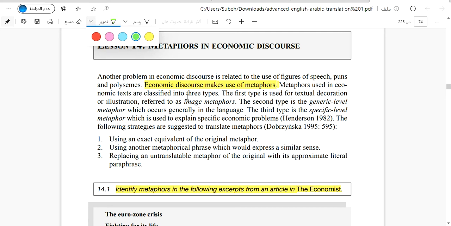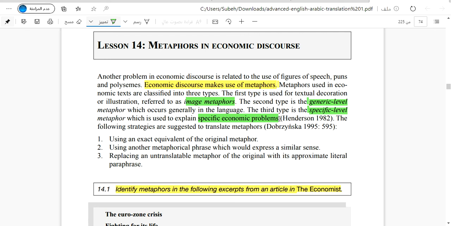Okay. The first one is, let's say, used for textual decoration or illustration. That is referred to as image metaphors for decoration and illustration. The second type is generic level, which occurs generally in the language. يعني بكون بالاستخدام العام، شرط يكون بالاستخدام economic context. The third type is specific level metaphor, which is used to explain specific economic problems. So it's related to the economic genre, not used at generic level.